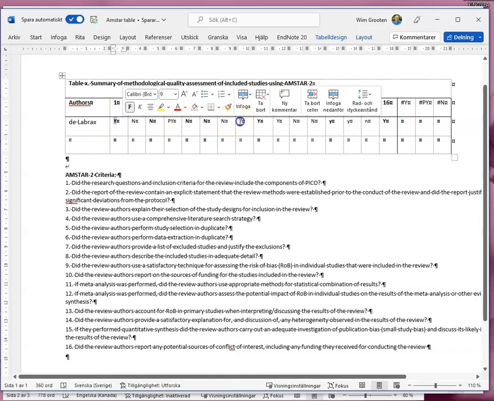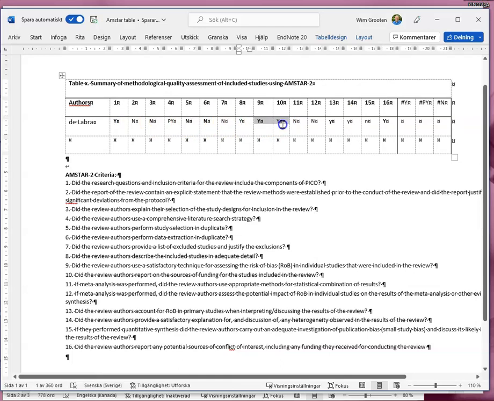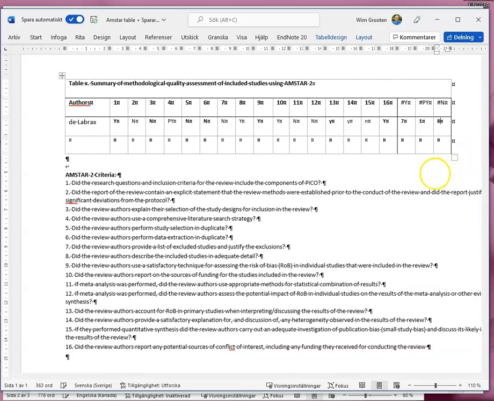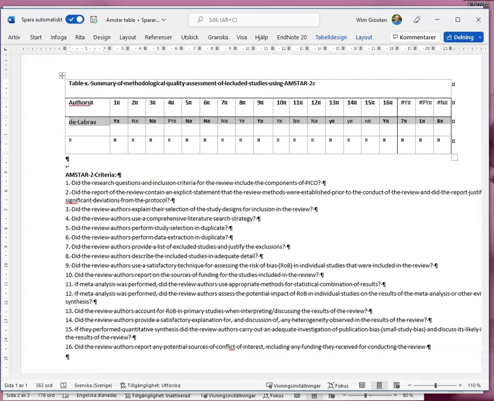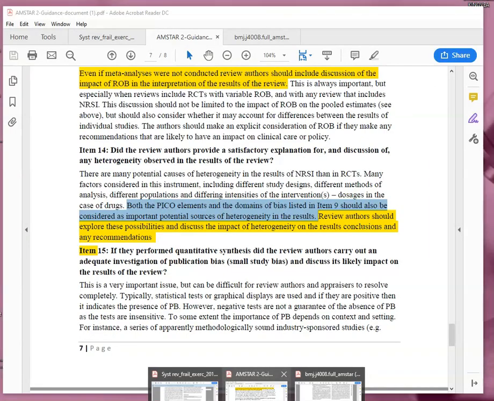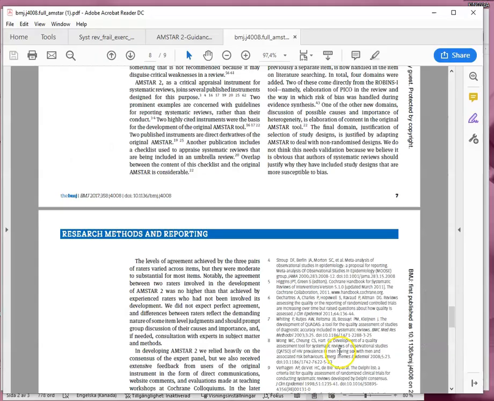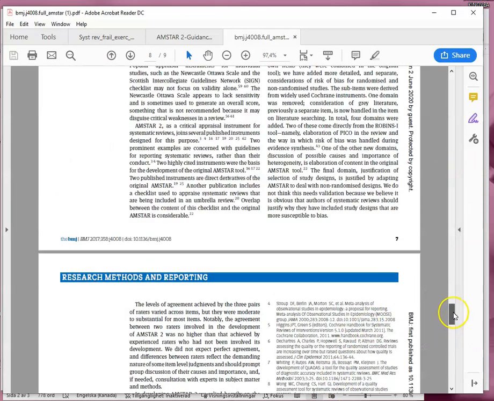So we have 1, 2, 3, 4, 5, 6, 7 yes, and then I said 1 partial yes, and then 1, 2, 3, 4, 5, 6, 7, 8. Should be 16 together. Yeah. Okay, 8 no, the number of no's. And then you can check at the end what is the quality of this, and then you go to the main part.